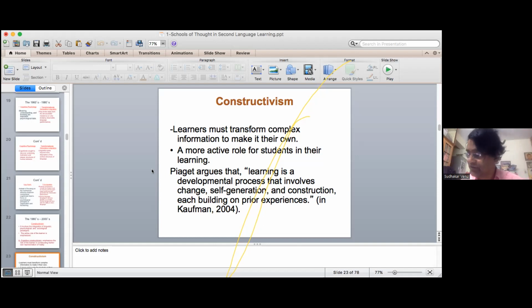You might have heard about the Swiss psychologist Piaget, who argues that learning is a developmental process. I will come to Piaget after a couple of slides. That involves change, self-generation, and construction, each building on prior experiences. Learning itself is a developmental linear process. This is what Piaget was conceptualizing. Some psychologists were very critical of the Piagetian position, and there was a live debate between Piaget and many other philosophers in psychology. Many books were published on those debates.